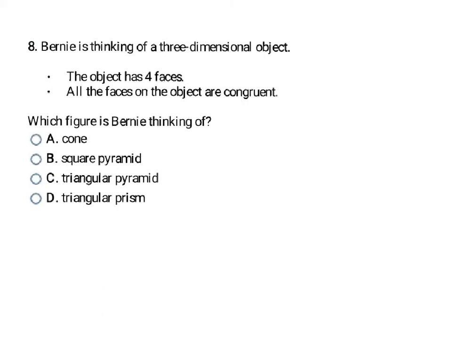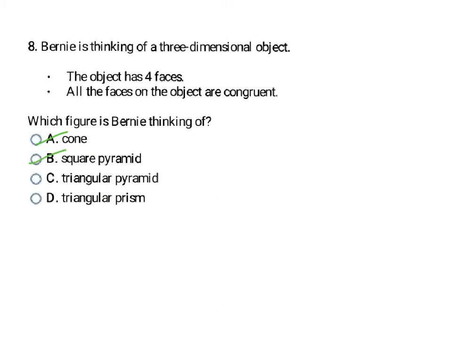In this question here, we know the object has 4 faces, and all the faces on the object are congruent. So which figure are they thinking of here? Well, the first choice here is a cone. Well, it can't be a cone because of the curved surface. It just has the circle and the curved surface, so it could definitely not have 4 faces. Okay, a square pyramid would mean that you have a square on the bottom with a bunch of triangles coming up, and a square and triangles can't be congruent. They're not the same shape, so it can't be B.